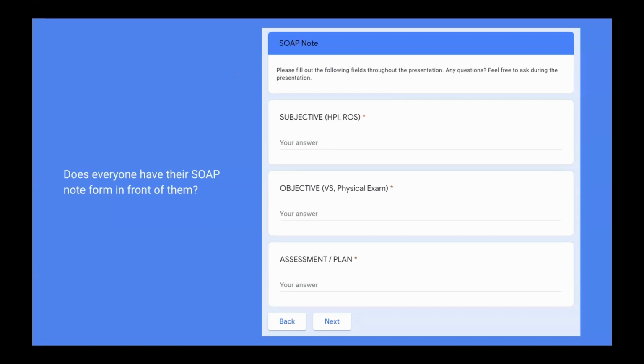HPI is the history of present illness. And so that's when you say, what brings you in today? That's everything that they're telling you is bringing them in. The ROS is the review of systems. So again, that's saying, do you have a sore throat? Yes. Do you have a runny nose? Yes. And so these are all coming directly from the patient.